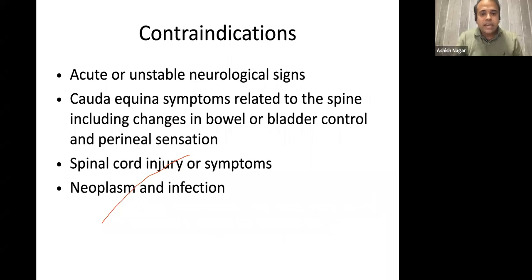Now, the contraindications: if there are any acute neurological signs, for example, if someone has a severe headache with symptoms, vomiting, cauda equina symptoms, like you know, bowel or bladder involvement, if you suspect an acute spinal injury here, or any malignancy or infection.